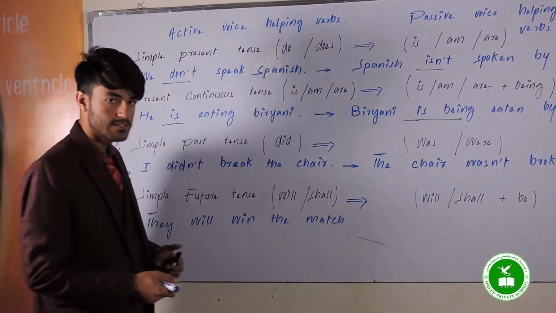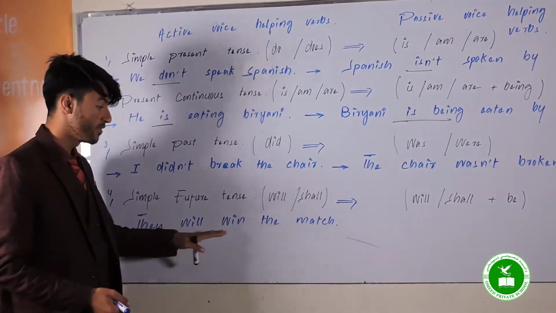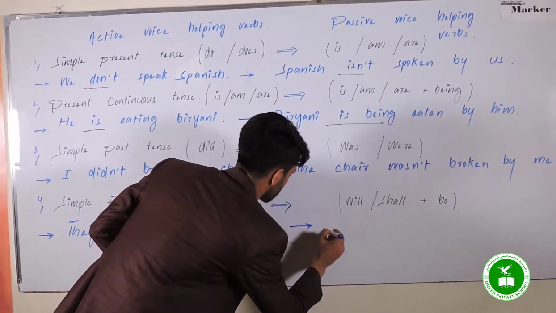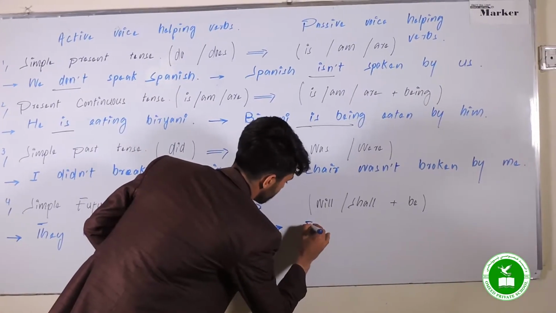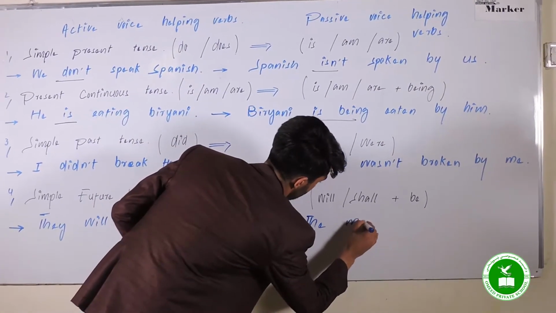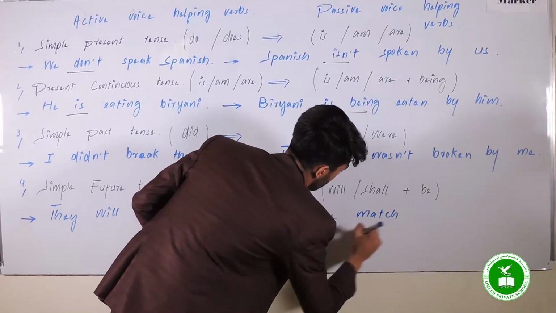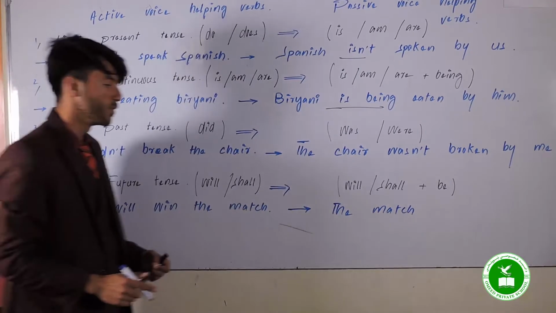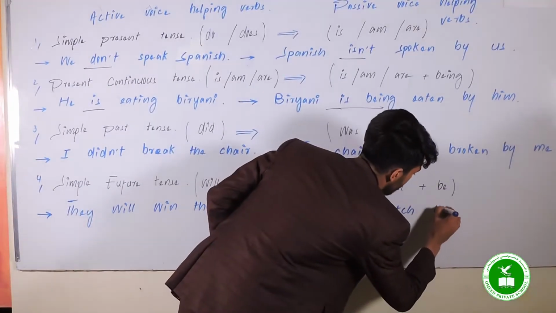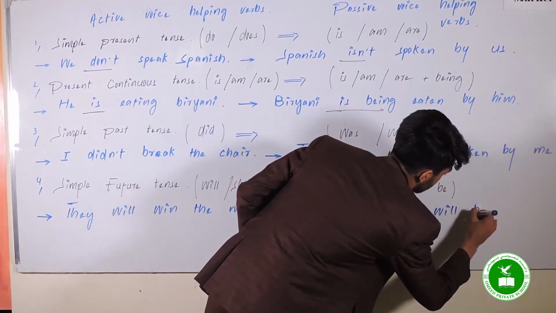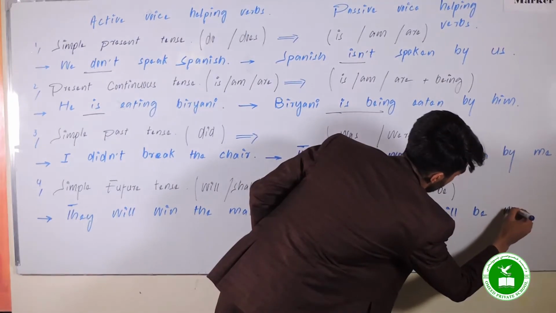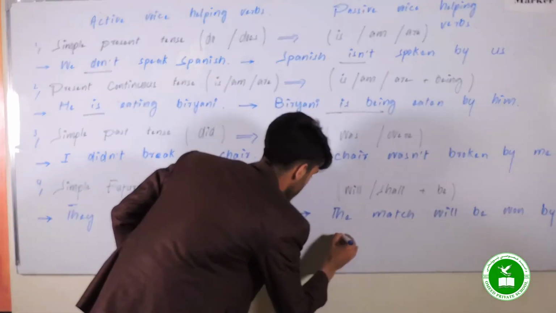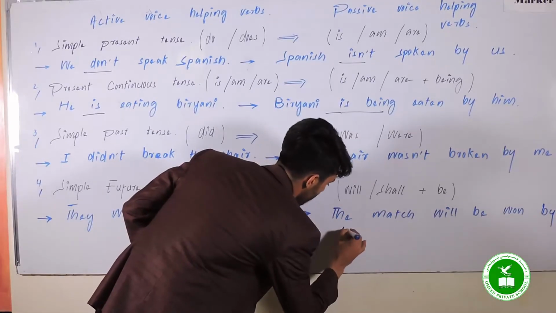How do you change this sentence? It's a future tense sentence, right? How do you change this sentence to passive? So you have to say, the match. After that, what do we use? After the object, we use the helping verb. The match will be won by them.